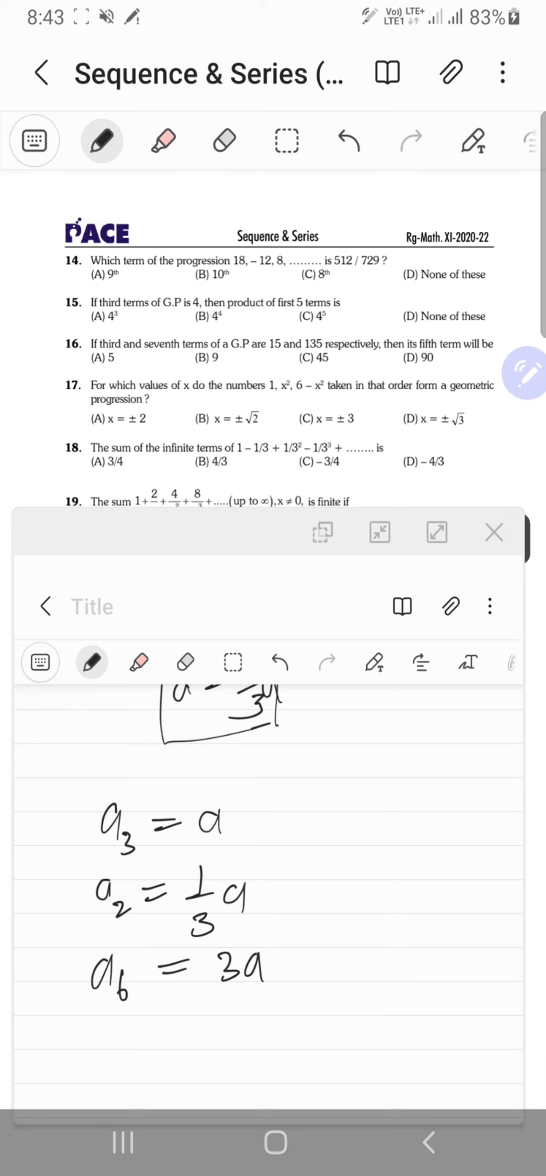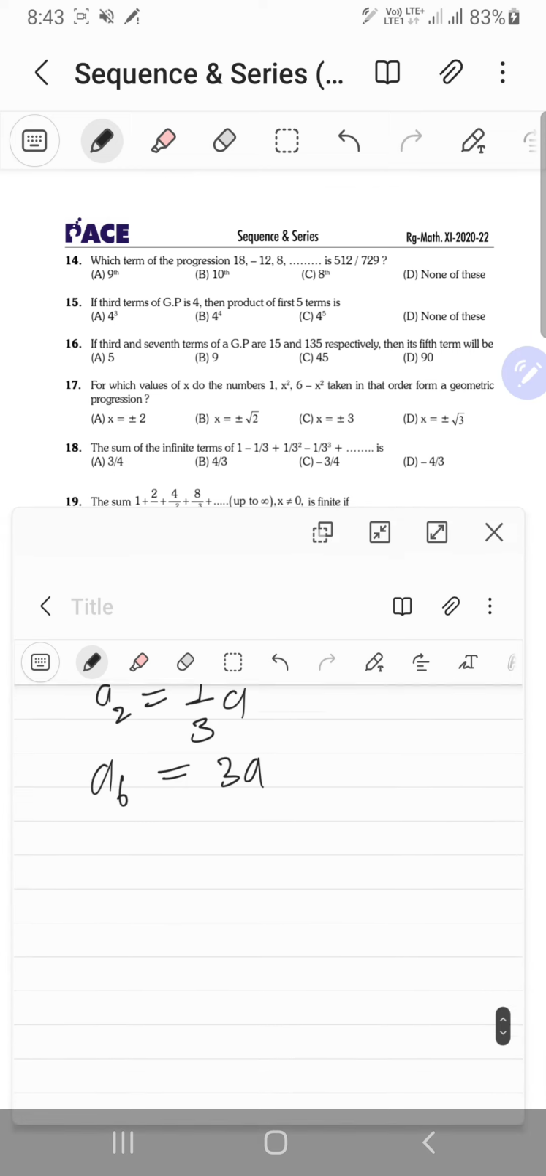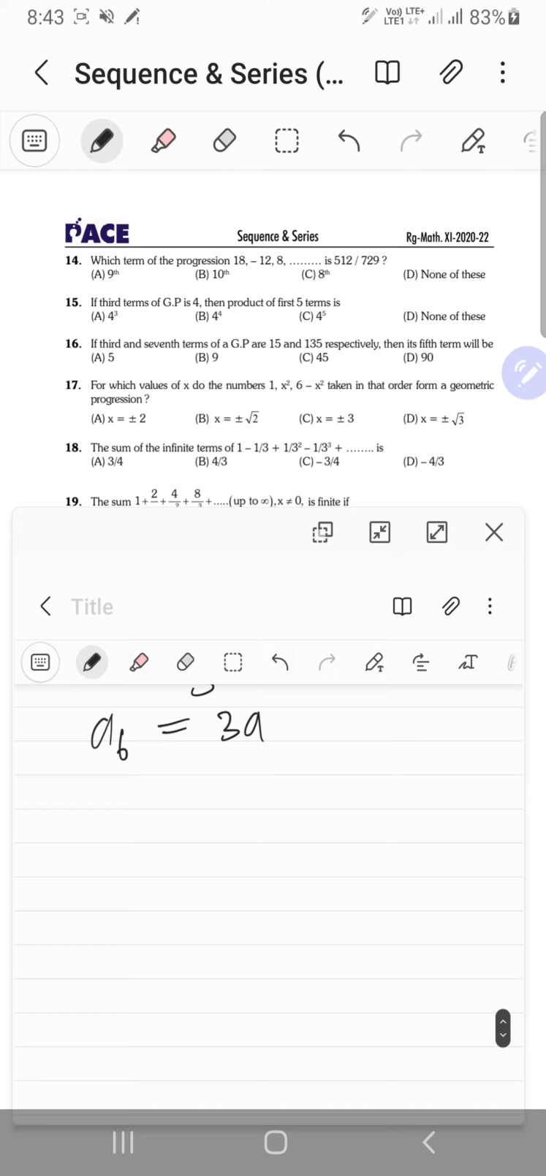Which term of the progression is 512 upon 729? Oh, okay. 18, then minus 12, then 8. Is this some kind of AGP maybe? No, wait. 18 to 12, what's the ratio? It's just 12 upon 18, which is 2 upon 3, right? And 8 upon 12, that's also 2 upon 3. So it's a proper geometric series where r is negative 2 upon 3.